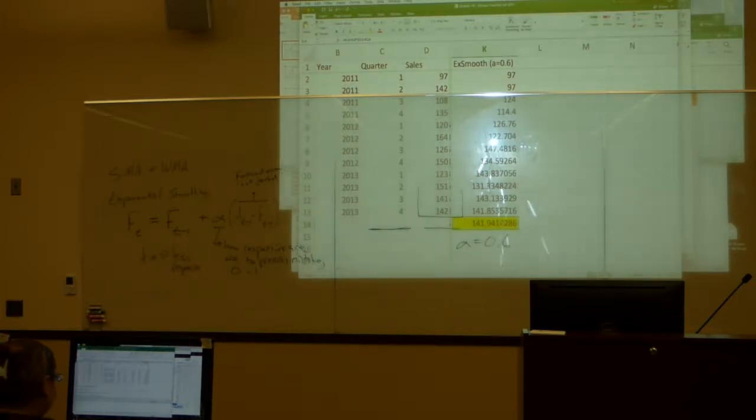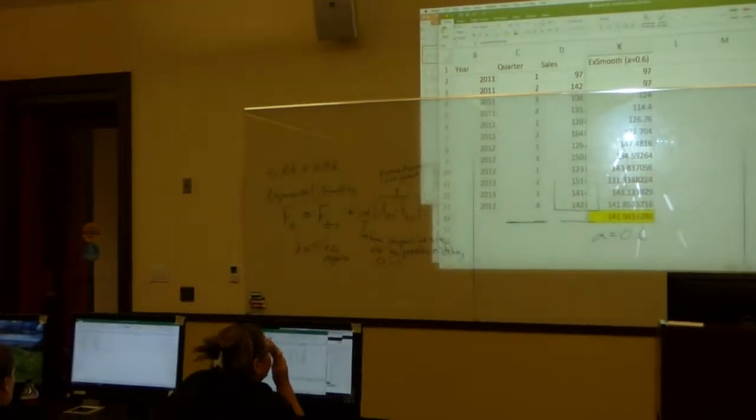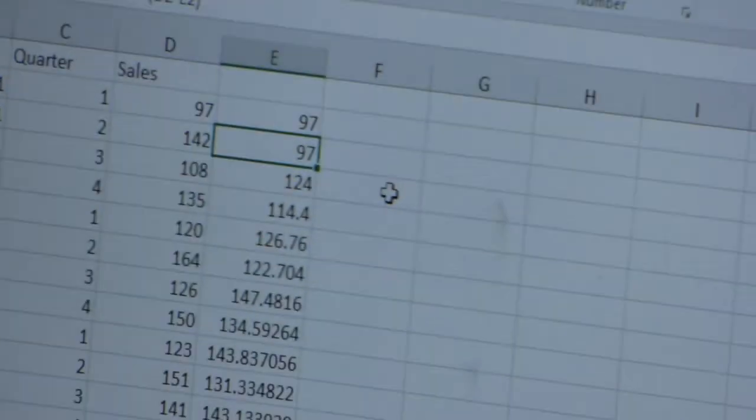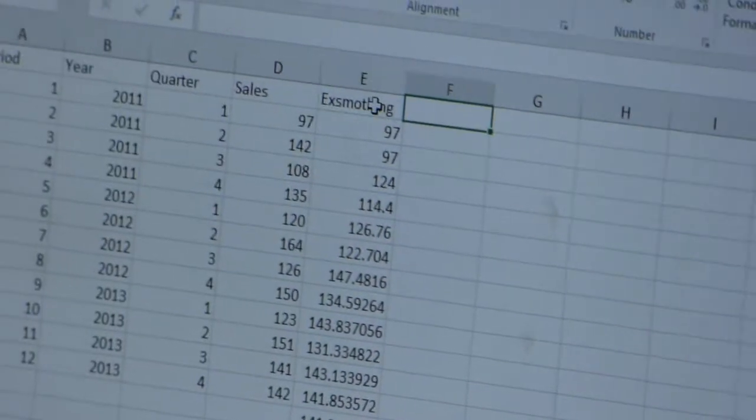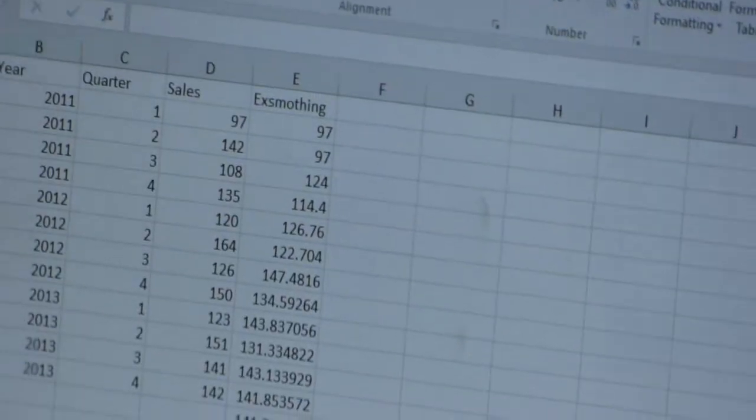Okay, click on 97, that one there. So that is G2 plus 0.6, not 0.06. Now, it's 0.6 I have. And then G2 minus G2, drag it down. You can actually drag it down one more to get to 13. So that's your new period. Perfect. That is your 141.94. That is the projected 13th period. Now we don't know what actually is going to happen, but this is what we projected to happen.